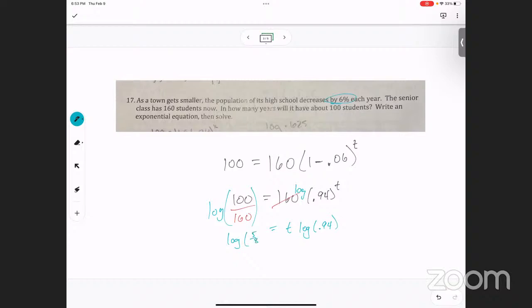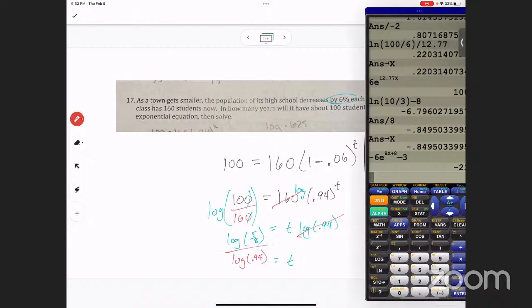100 over 160 would be what? 5 over 8, because the zeros cancel. Take another 2 out of each one of those, you get 5 over 8, right? So your t just equals, now I'm just dividing both sides by this mess right here. So divide both sides by the log of 0.94.